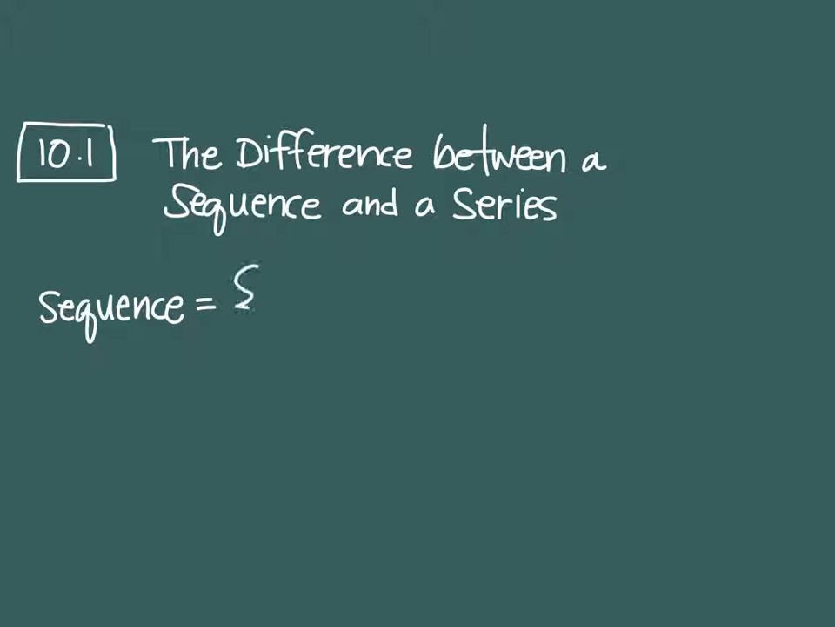A sequence, written with brackets around a sub n, is a listing of distinct terms.